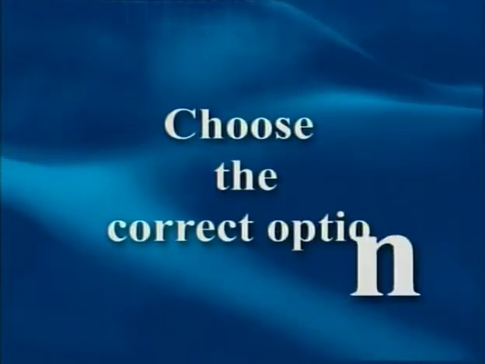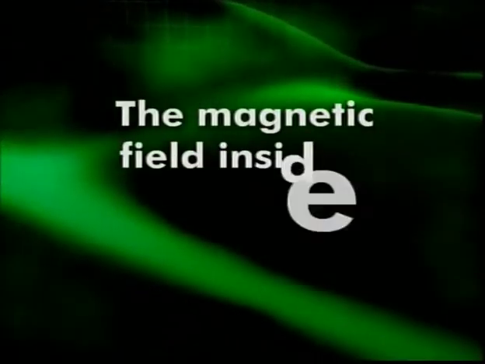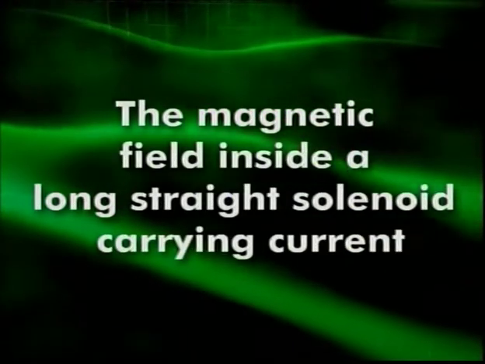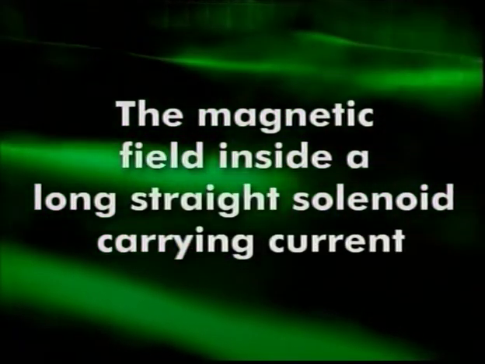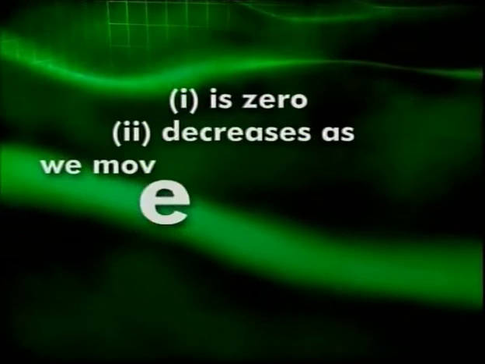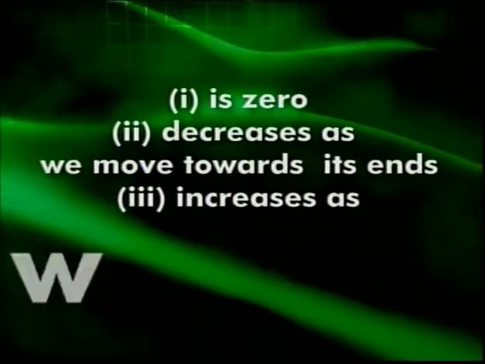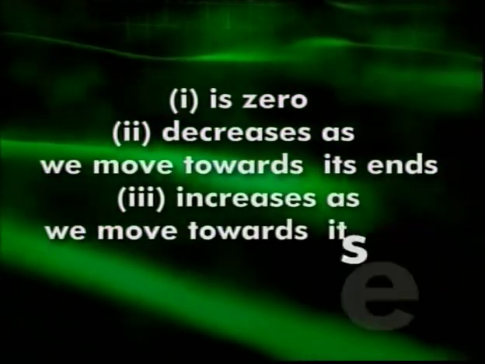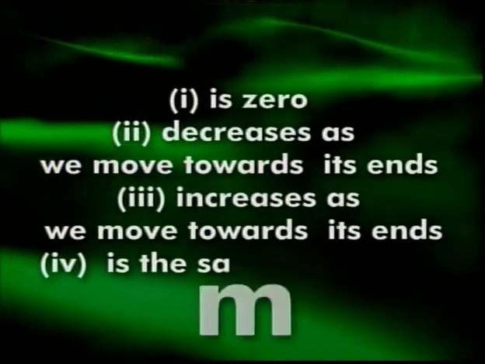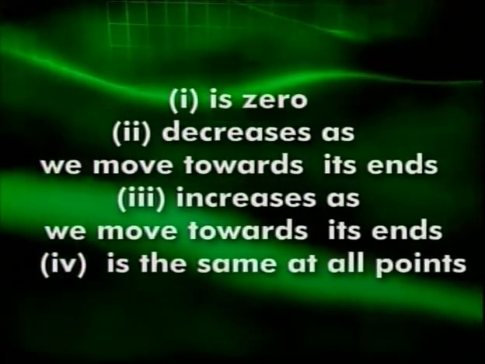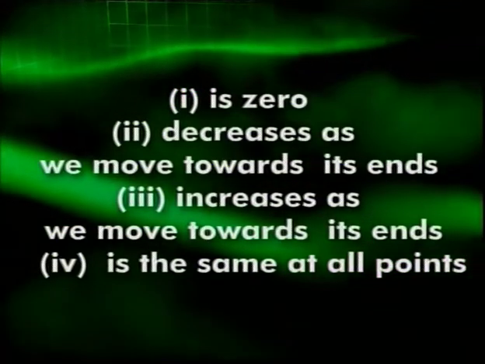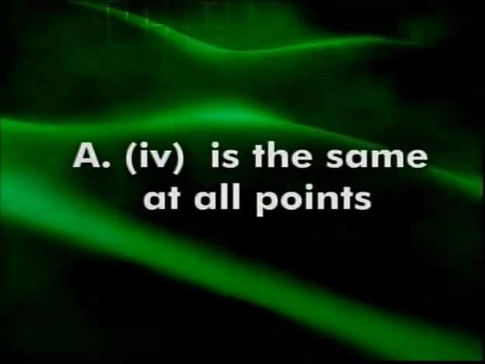Choose the correct options. The magnetic field inside a long solenoid carrying current: first, is 0; second, decreases as we move towards its ends; third, increases as we move towards its ends; fourth, is the same at all points. Fourth is the correct answer. The magnetic field will be the same at all points inside a solenoid.